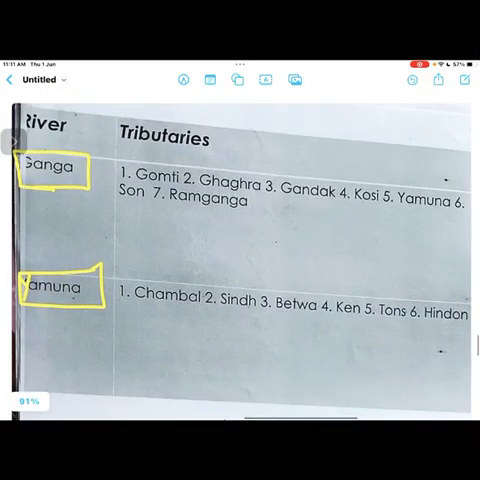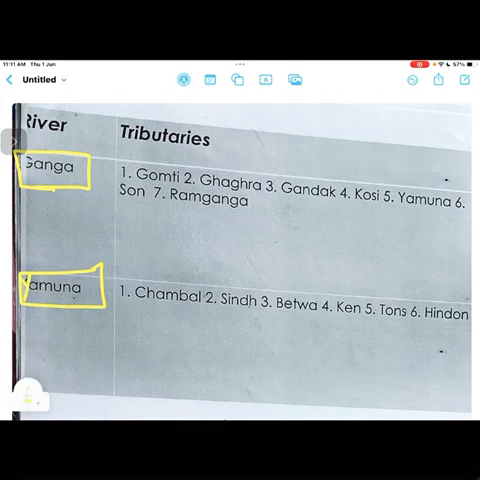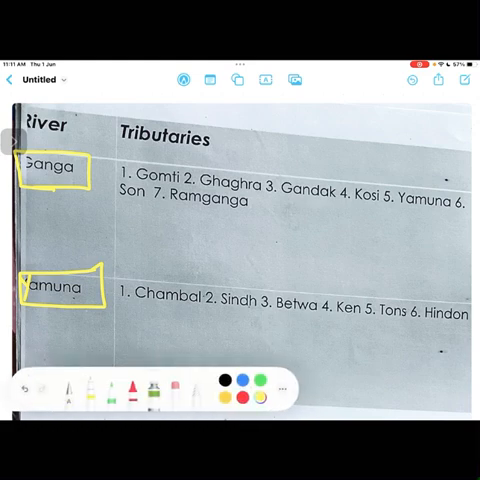So let's talk about the tributaries as well. I hope I have told you the meaning of tributaries: the rivers that are small parts and pour their water into the main river. So let's see here. You should know them by heart. Ganga has 7 tributaries. How many tributaries? Just repeat after me. There are 7 tributaries of Ganga. Number 1 is your Gomati river. Gomati, Ghaggar, Gandak, Koshi, Yamuna, Son and your Ram Ganga, right?